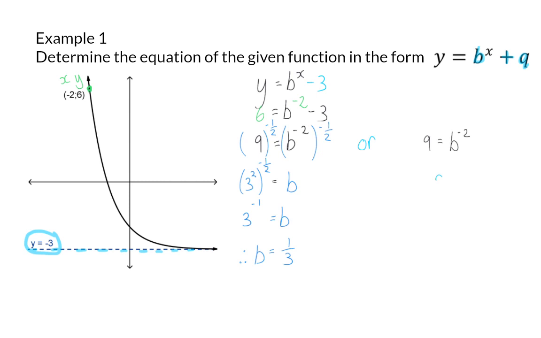Or you could have chosen to rewrite the negative exponent in the denominator. Now, to get rid of the square, you can add a square root on each side of the equation. So 1 over b will be equal to 3, and that is why b will be equal to a third. So the final equation will be y is equal to a third to the power of x minus 3.